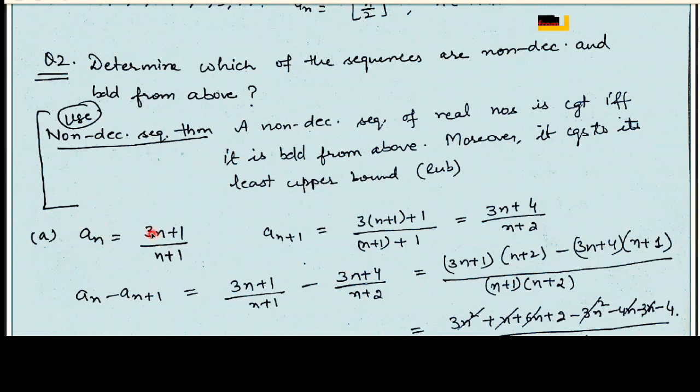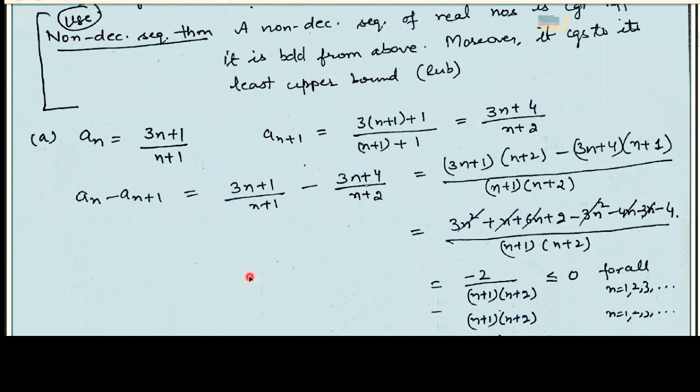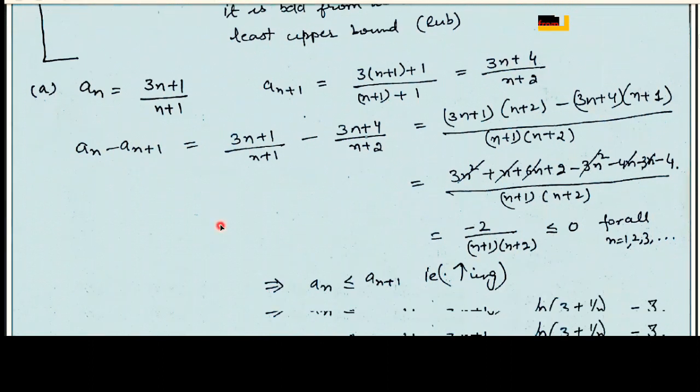So the nth term is given to you: (3n+1)/(n+1). Find the (n+1)th term by replacing n with n+1. You just simplify this, you will have this. Now take the difference of these two, simplify it. You will have this is minus 2 upon this. Clearly the denominator is always positive and the numerator is always negative, so this whole term is less than or equal to 0. This is less than or equal to 0 means your an is less than or equal to an+1. It means your sequence is increasing.